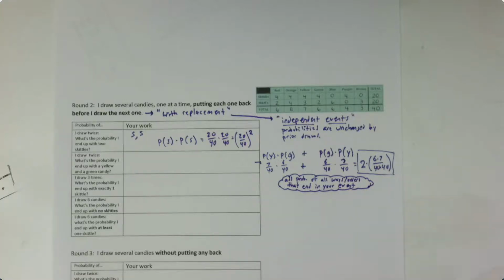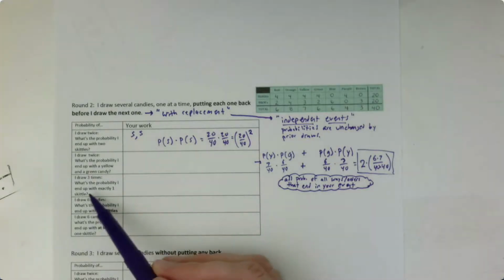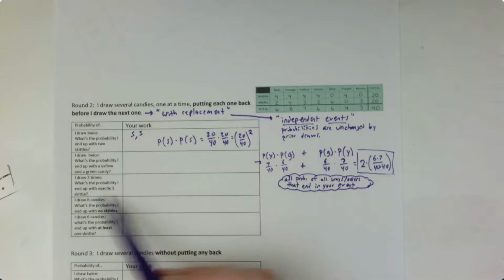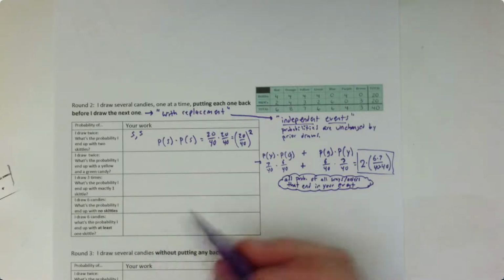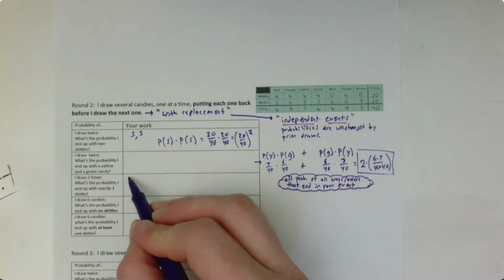And this is kind of back to the first page where you want to figure out what are all the ways that you could get the outcome you want divided by all the things that might happen. So in that spirit, I'm going to draw 3 candies. What's the probability I end up with exactly 1 Skittle? So there's 3 different ways that could happen.